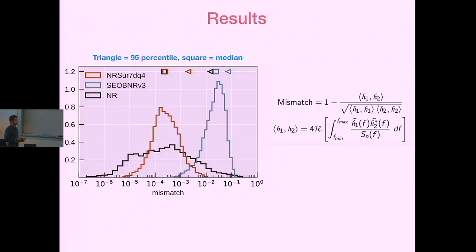So we want to measure how well this model is doing, and to do that we use something called the mismatch, which is an inner product between any two waveforms.